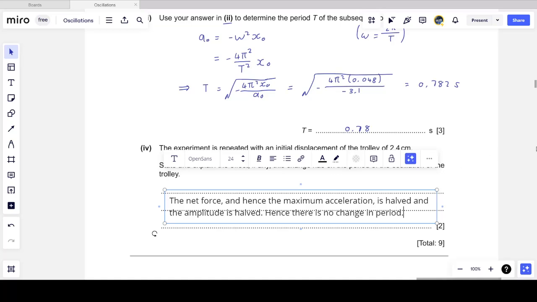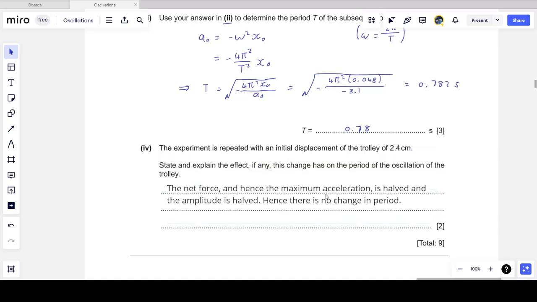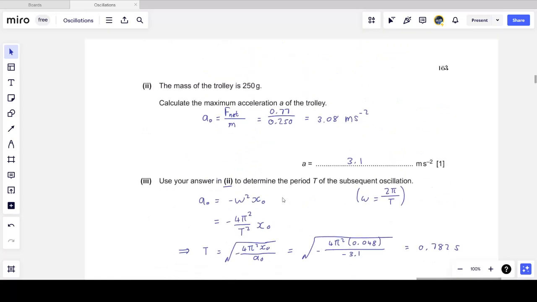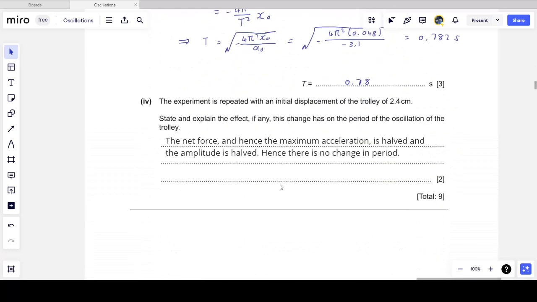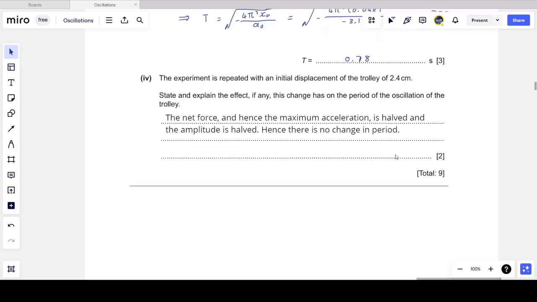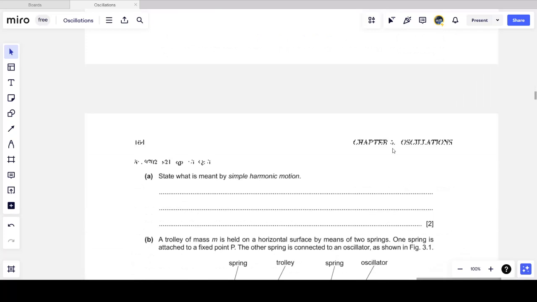Again, off the top of your head, it's very difficult to answer a question like this. But if you do get a sub-question like this that ends the entire question, go back through what you've done, look at the mathematics, and see if there are any hints or clues in there that will help you answer this kind of conceptual question. So this was a 9-mark question, a very interesting one indeed.